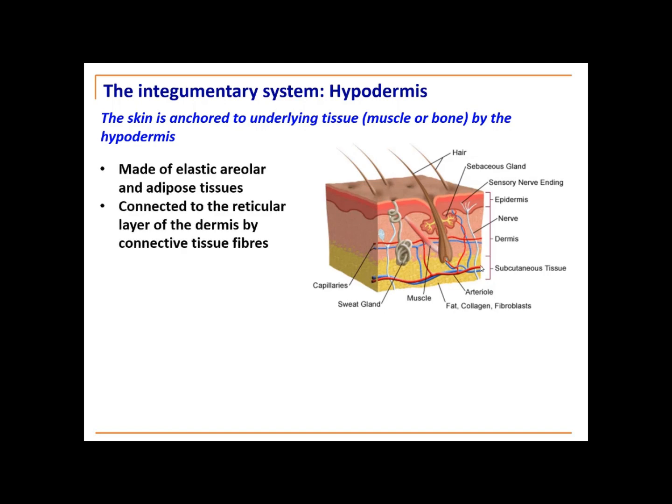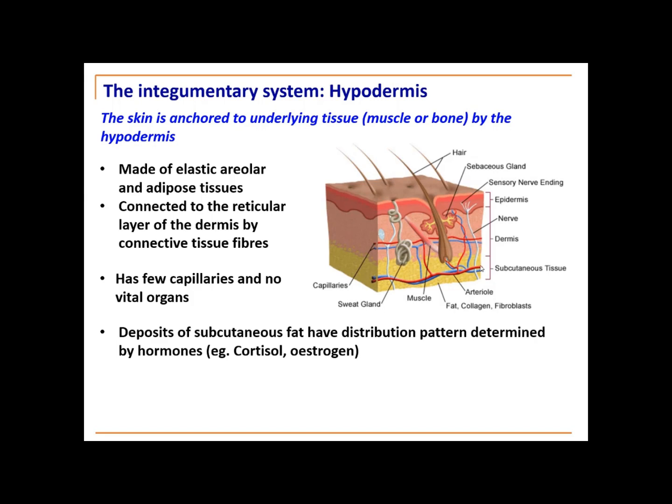It's made up of elastic areolar and adipose tissue, and is connected to the reticular layer of the dermis by connective tissue fibers. It has very few capillaries and no vital organs, and the deposits of subcutaneous fat have a distribution pattern determined by hormones. So cortisol, which is your long-term stress hormone, helps to determine where subcutaneous fat distribution goes, likewise estrogen. So most fat cells are housed within the hypodermis, and throughout the body they're known as adipose tissue, which you'll already know. Subcutaneous fat can be reduced through cosmetic liposuction, and obviously it's the site of subcutaneous injections using hypodermic needles.